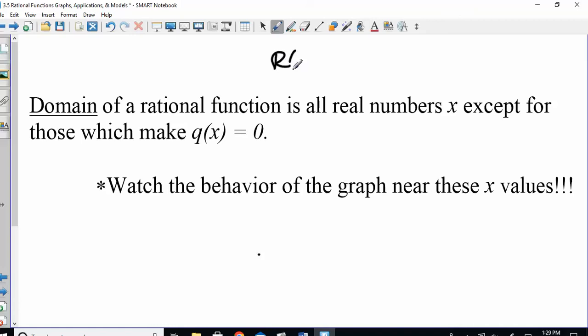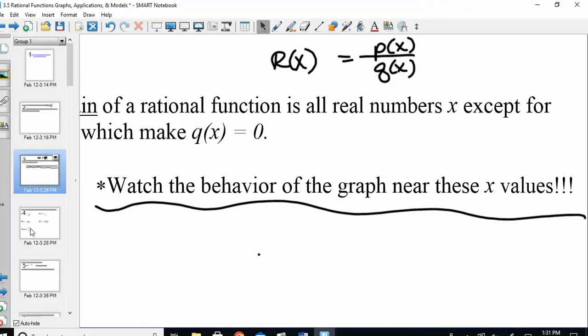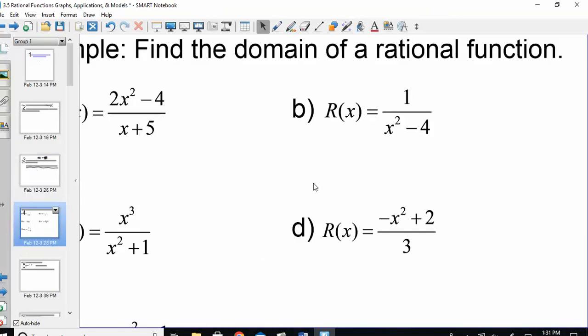So usually when we're talking about a rational function, they have it written as like p over q. So whatever makes q 0 is not a part of the domain. Those are the places where our graph is going to do weird things. So that's where we need to be very cautious when we try to graph these. So the first thing we're going to do is just practice finding the domain of a rational function. So we're basically just looking at what makes the bottom 0, and x can't be those numbers.